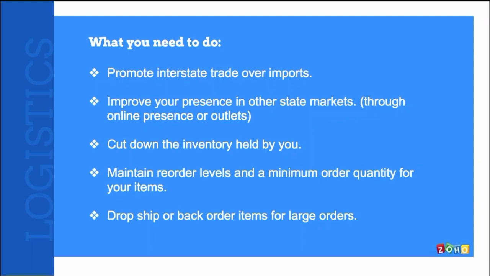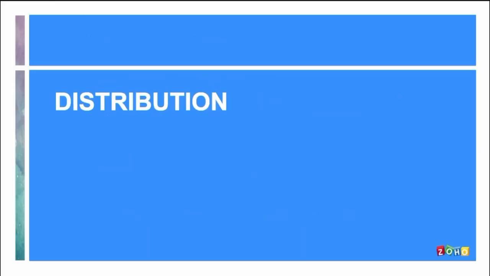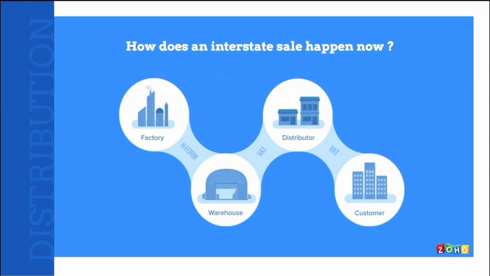So that is with respect to logistics. And so we are going to take a look at distribution. So as India becomes one large market, there will be fewer restrictions for goods to move across different states. So in the current business model, when a sale is made to a distributor in another state, a non-refundable central sales tax is applied to the goods.